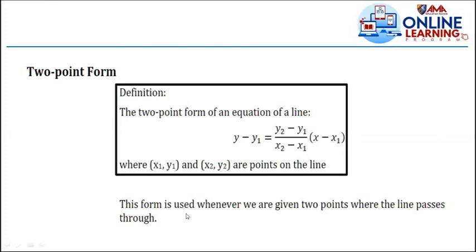Okay? So this form is used whenever we are given two points where the line passes through. Which means if we have two points, point 1 with coordinates x1 and y1, and point 2 with coordinates x2 and y2, and we connect the two points, then we can form a line. So this is the equation for finding the slope in the two-point form of an equation of a line.